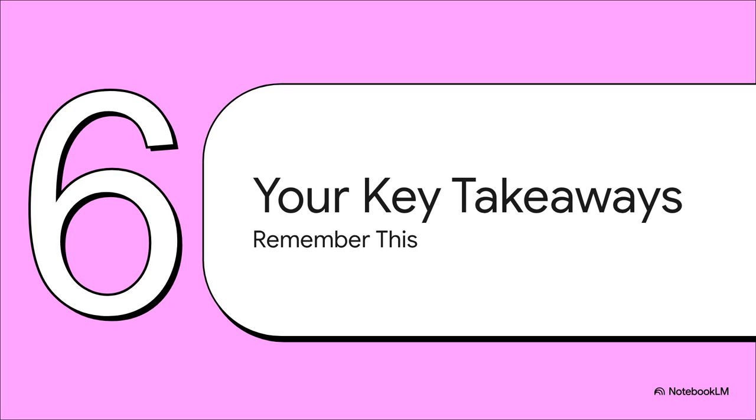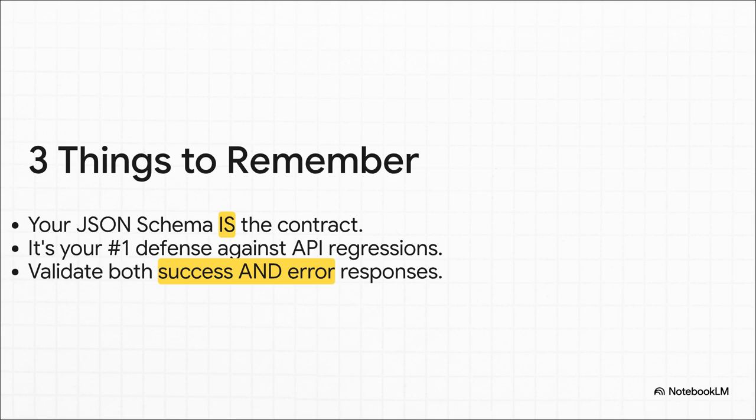All right, we've covered a ton of ground here. So if you walk away with nothing else, I want you to remember these 3 things. Just 3 things. Number 1, your JSON schema is the contract, period. Treat it as the ultimate source of truth for your API structure. Number 2, it is your number 1 defense against regression failures. Think of it as an early warning system that's going to save you from so many headaches.